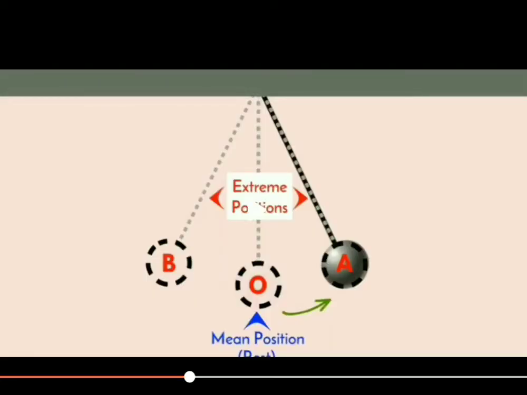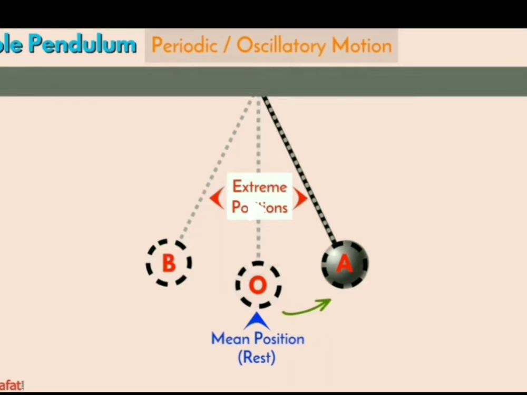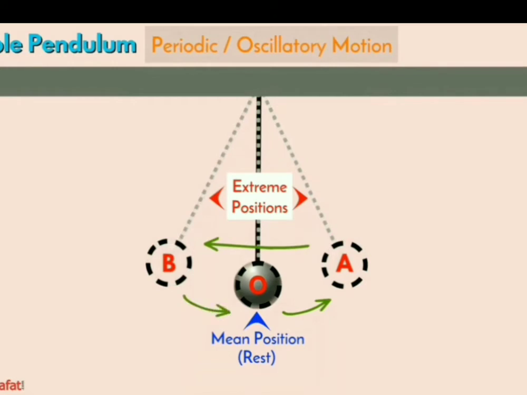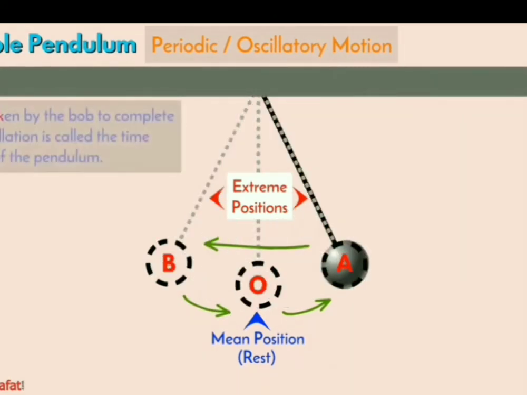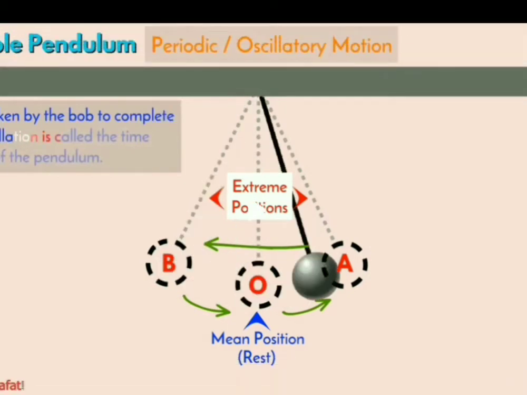So see students, the bob starts its position from O to A, and next it goes from A to B, and again it goes from B to O, and this is nothing but one oscillation. What is one oscillation? One oscillation means the movement of the bob from O to A to B, and B to O. This is called one oscillation. So now we need to calculate this one oscillation.